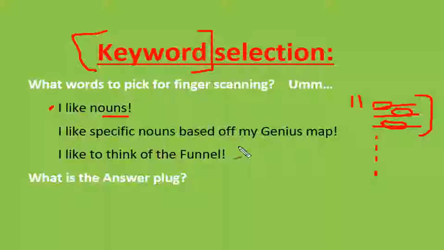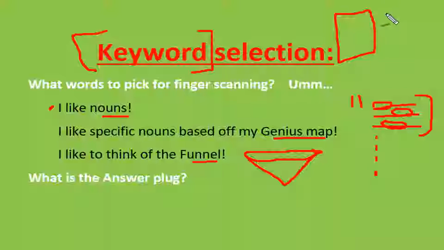Then based upon my Genius map, I think about the one most specific noun, almost kind of like thinking of a funnel. So let's do a working demo here. Here's a funnel, broad at the top and narrow at the bottom. Say that our passage up here talks about sports, and it looks something like this: sports, winter sports, skiing, Nordic skiing, alpine skiing, and then it says wax.